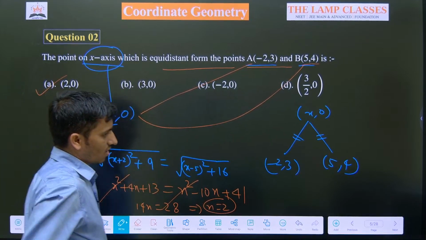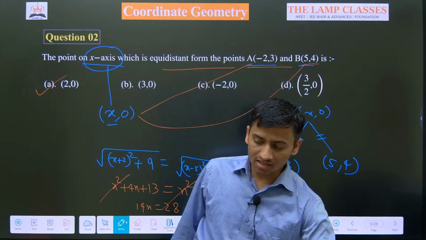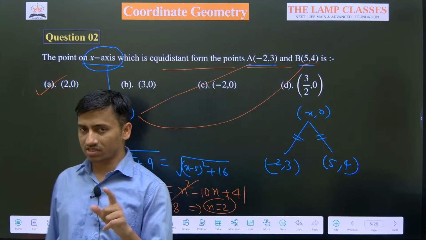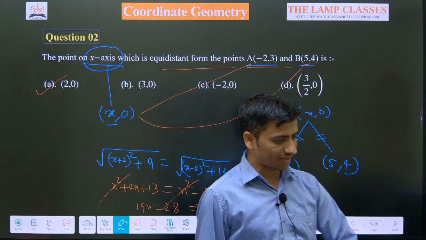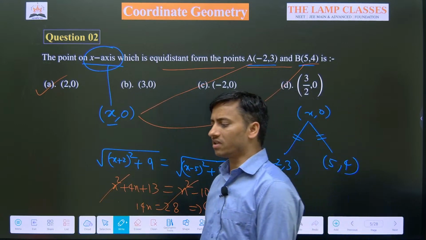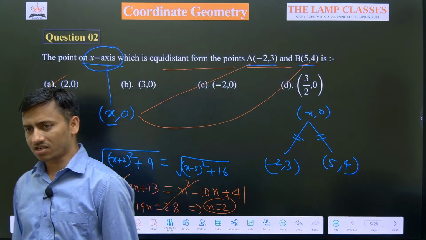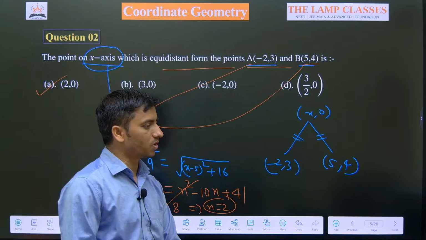I have just taken this question so that you don't have this confusion, equidistance with midpoint. Many people just think it like that, which is not correct. Whenever they tell you equidistant, try to use the distance formula, not the midpoint formula.